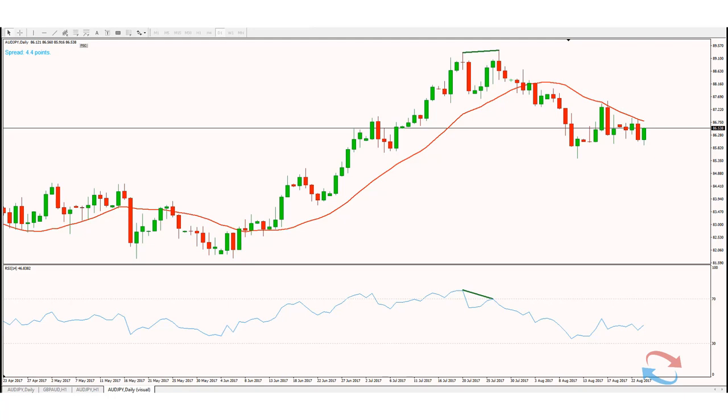Right, so rule number one. Do you see a trend, and does that trend have at least two higher highs? In this particular setup, we can clearly see that the market is trending higher. And for the second part of the question, we've got at least two higher highs.